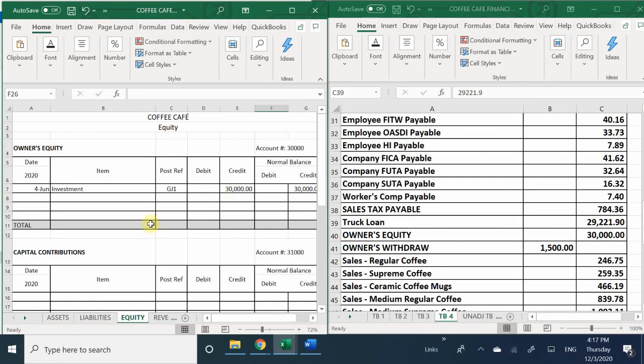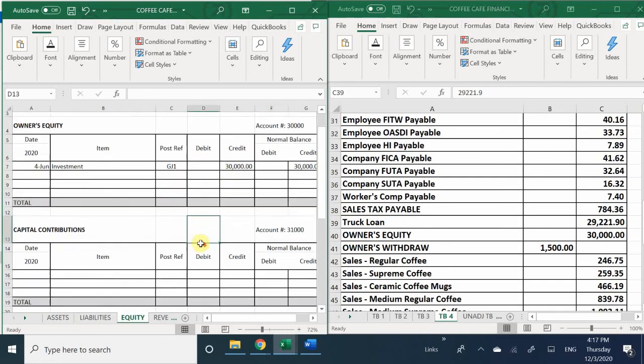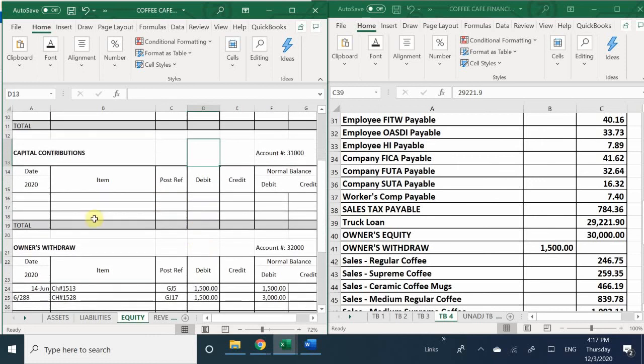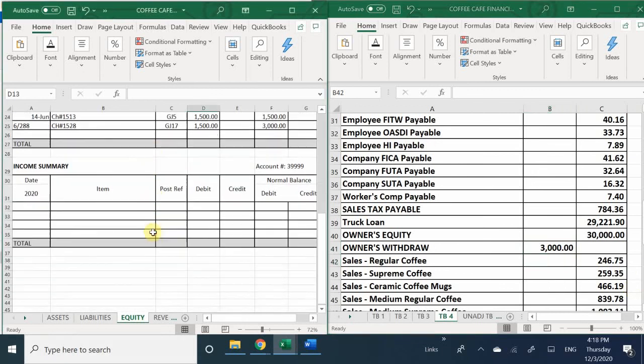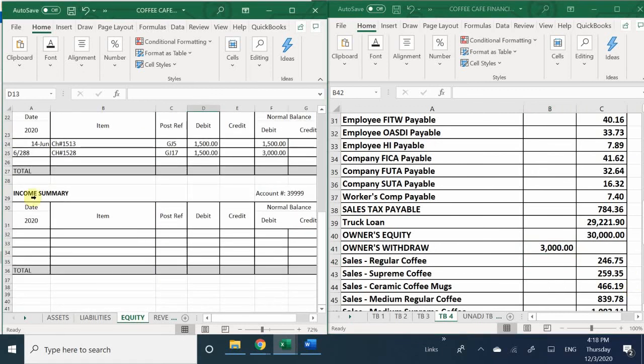We haven't reached the end of the period yet, so we don't need to make any adjustments. Any capital contributions? Nope. What about any withdrawals? Yes, that has changed. It has increased to now 30,000. Okay. Good. And of course, income summary is the last thing that we'll deal with in the next week.